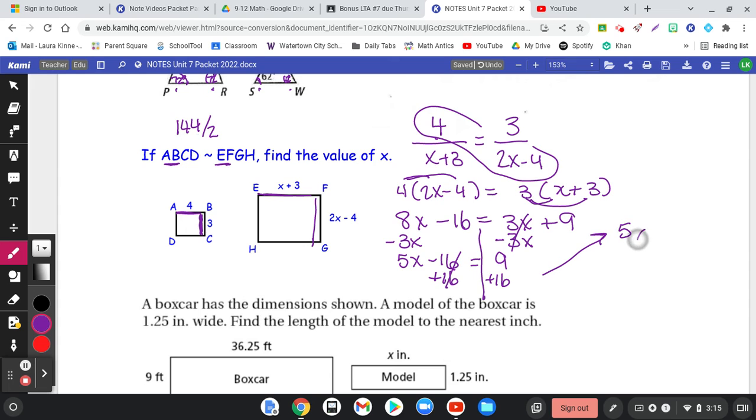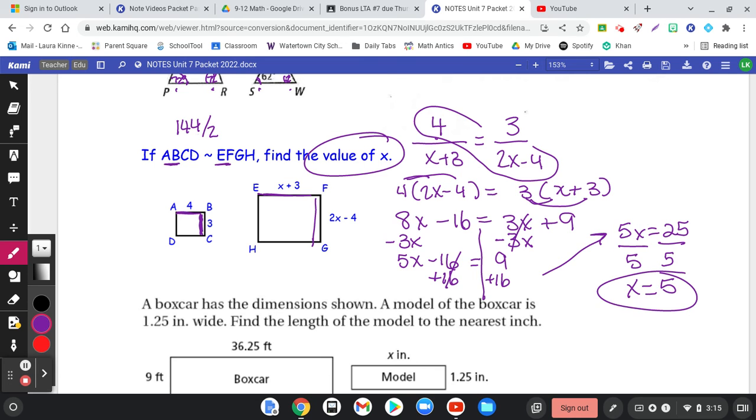So we have 5x equals 25. Divide by 5. X equals 5. And it did say to find the value of x, so we're done. If it wanted you to find each side, you would substitute that in.